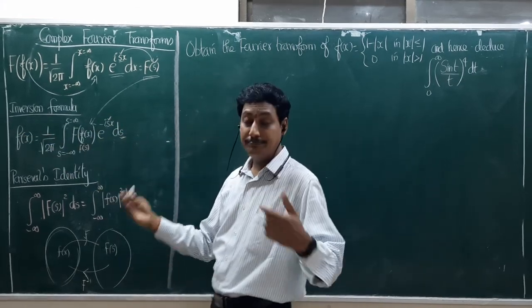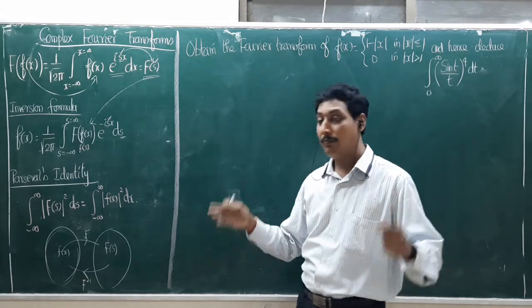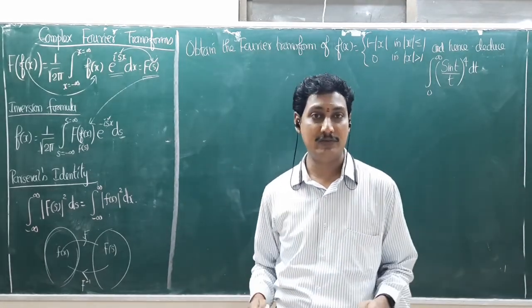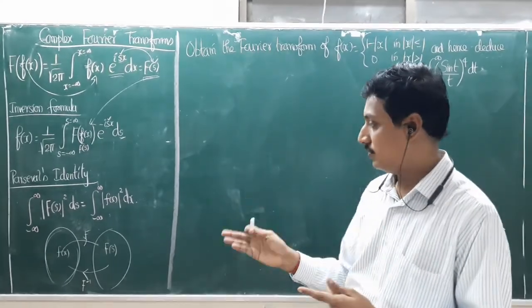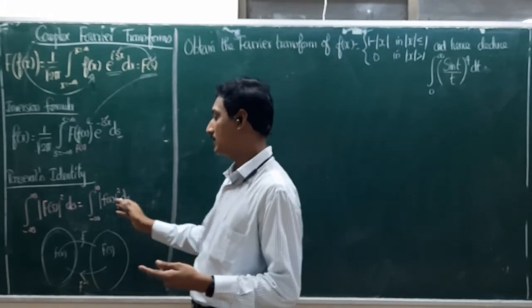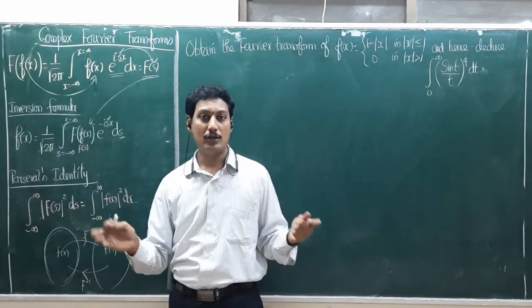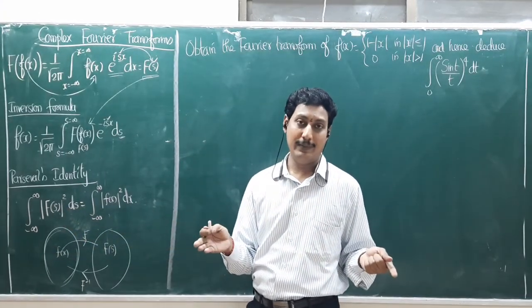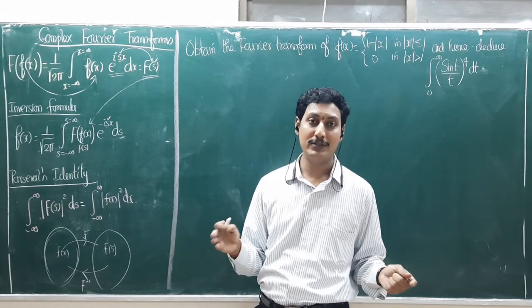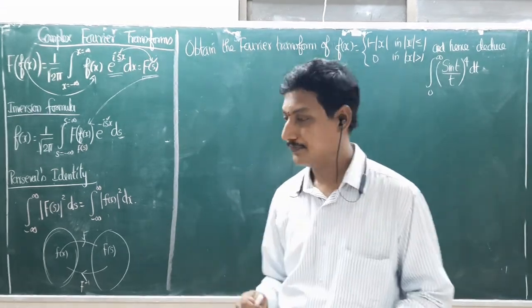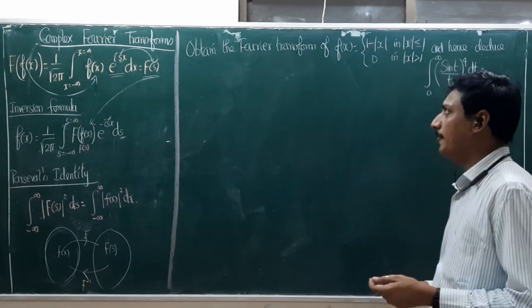And finally, the Parseval identity. We can take the modulus square on both sides and we get the answer. The input is f of x, so the integral of mod f of x whole square equals the same under the modulus, whole square, under the variable s. So that is called the Parseval identity. Clear?